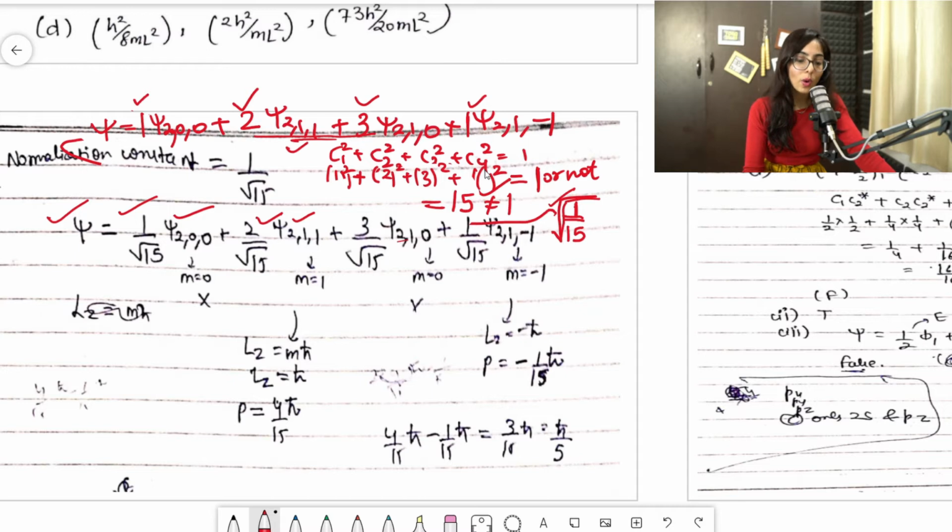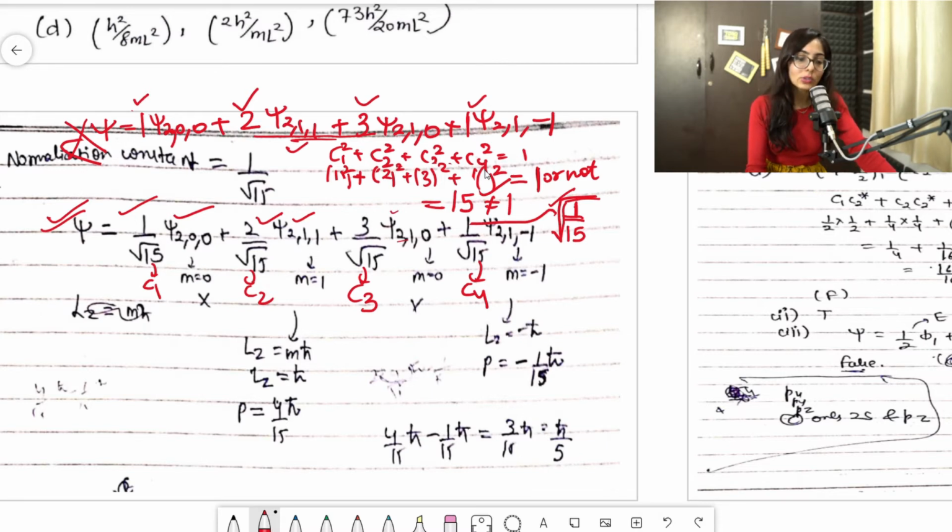Clear? So now my new C1 is this one. And I'll proceed according to this wave function, not according to this one. Always remember this. So new C3 is this one and new C4 is this one. Clear? Whatever coefficients are apart from the wave functions, those are C1, C2, C3 and C4.